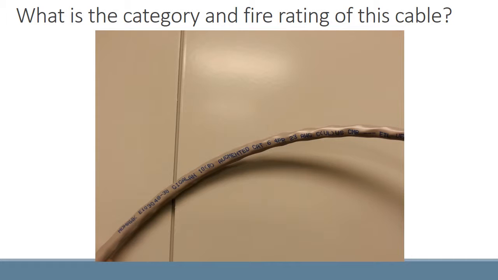Let's look at the cable and try to find out what type of cable this is. Well, let's examine the cable prints. It reads that it is augmented Cat6, and it reads that it is CMR, which stands for Communications Riser.